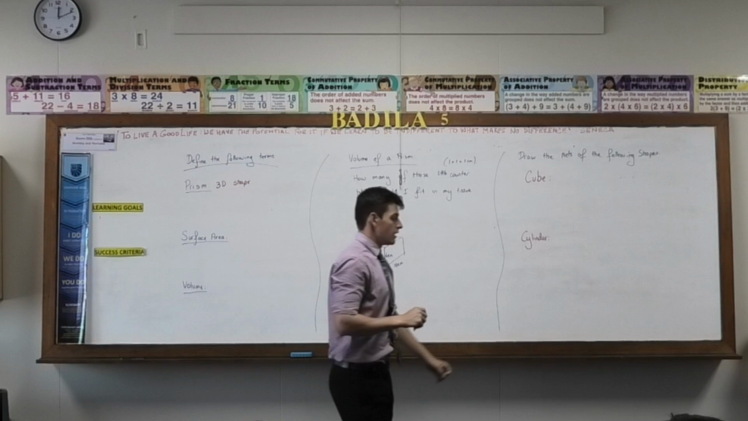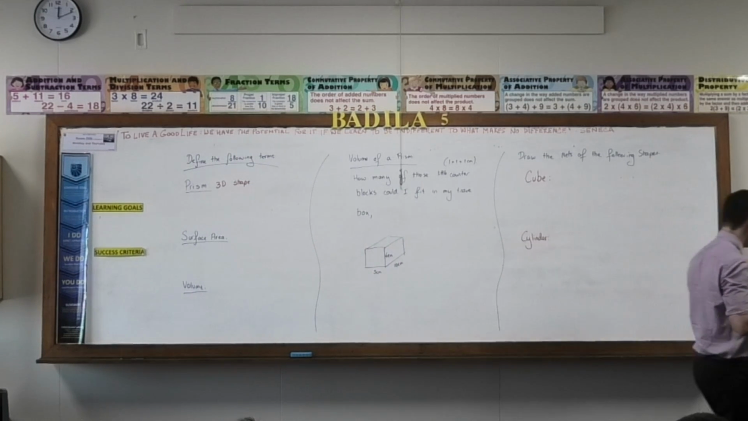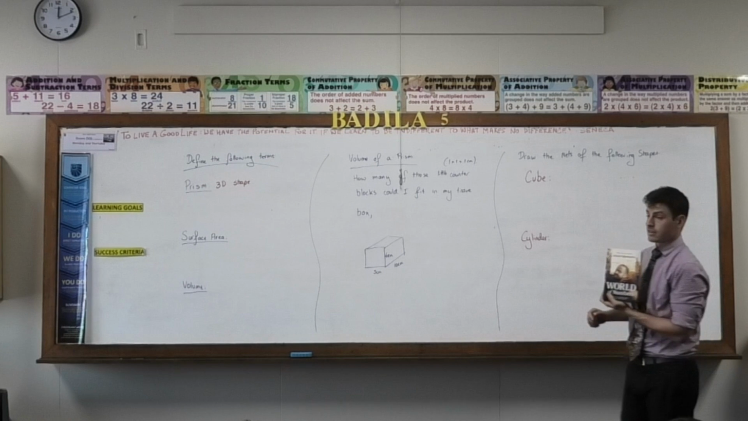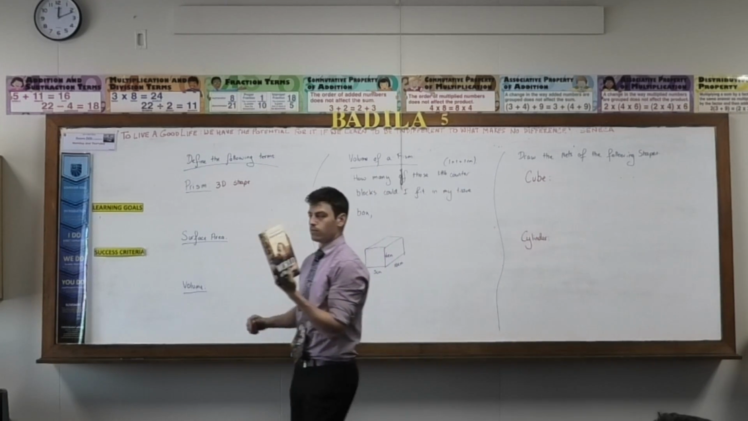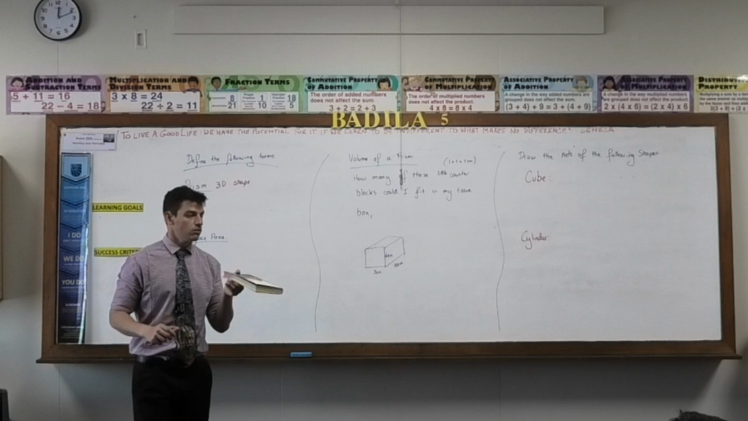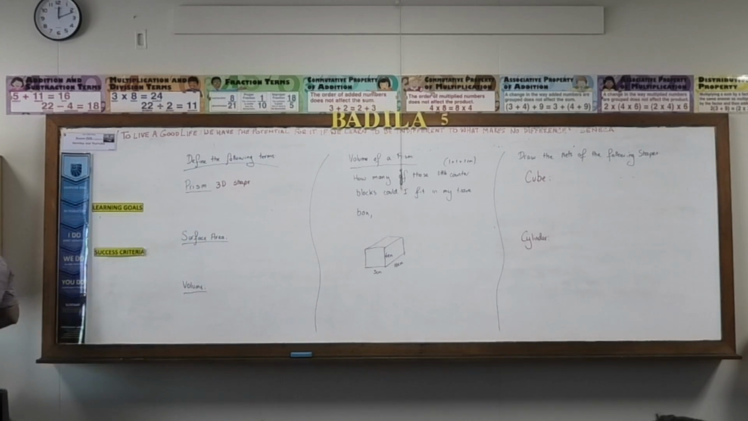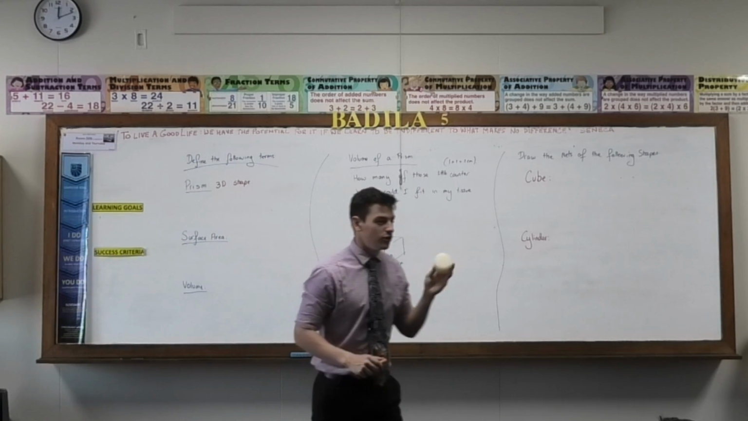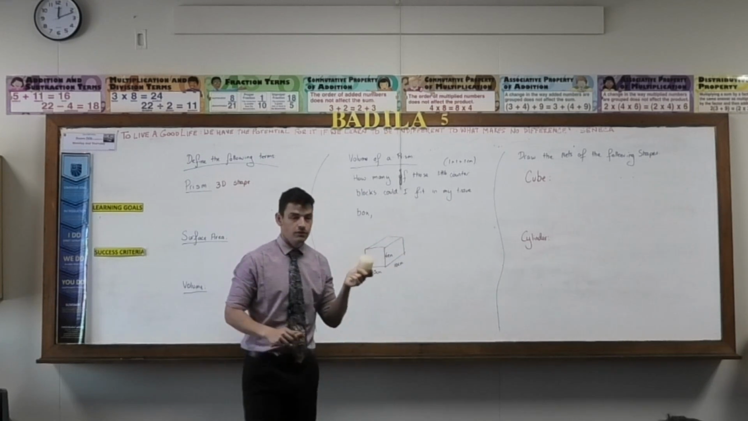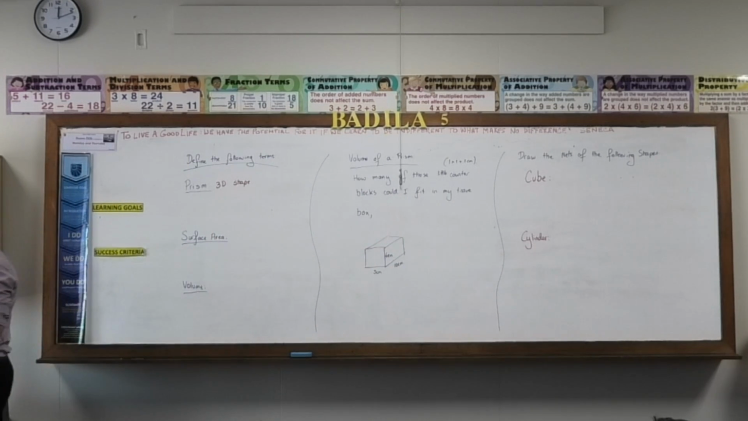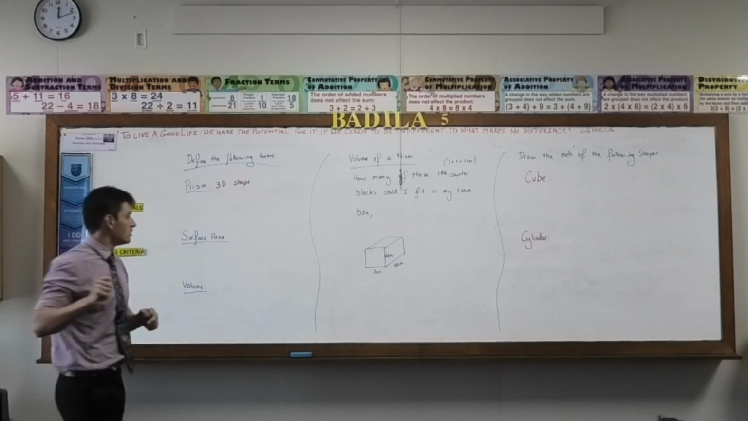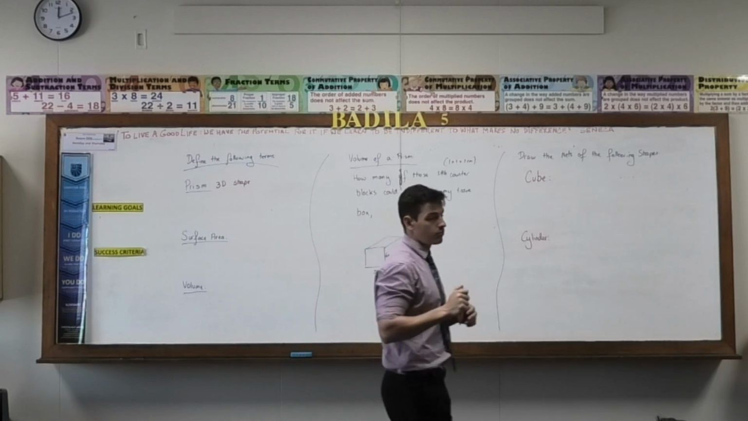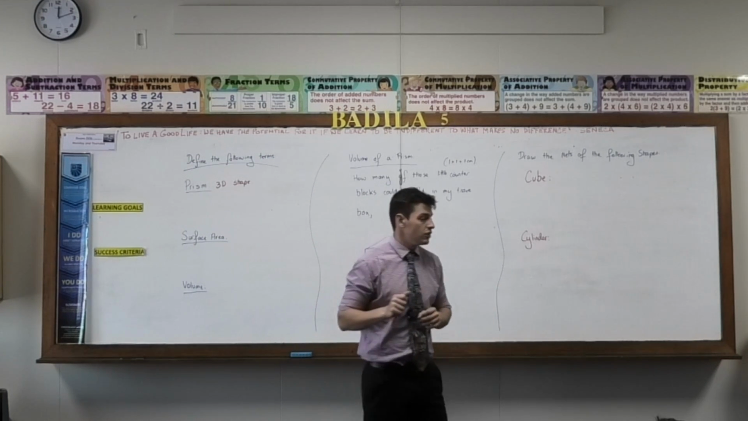Okay. Who thinks that a book, this book here, is a prism? Providing it was a perfectly even book. Who thinks this calendar is a prism? Who thinks this candle is a prism or a form of a prism? Who thinks a pyramid is a form of a prism? Who thinks a cone is a form of a prism? Who thinks a dice is a form of a prism?